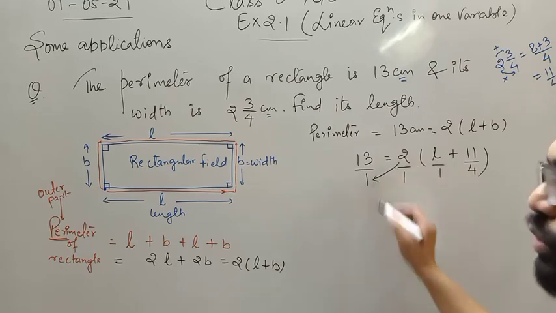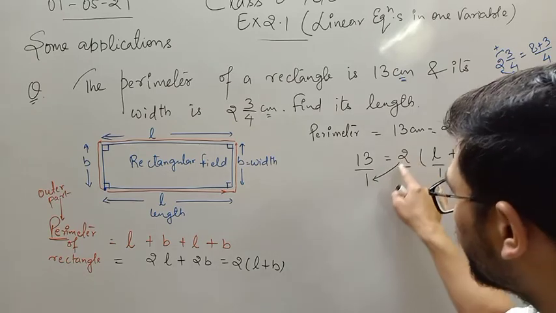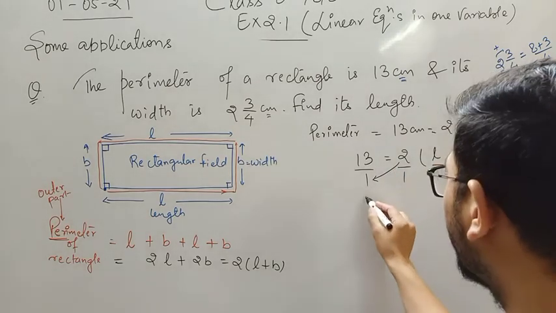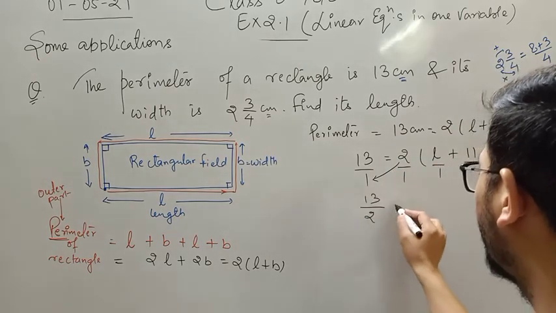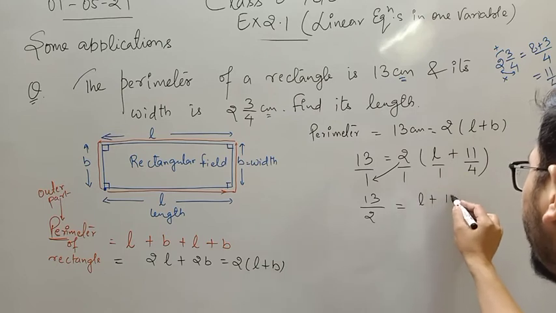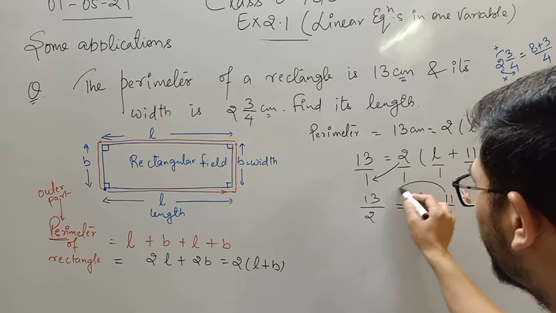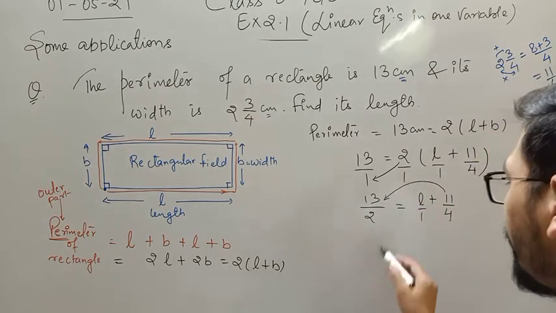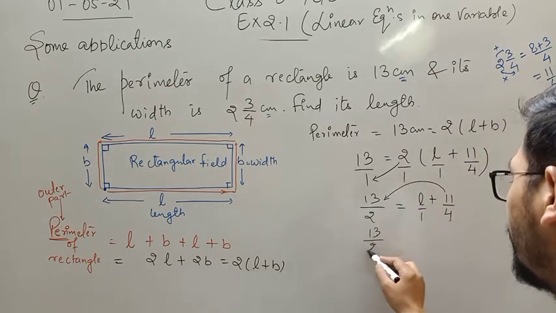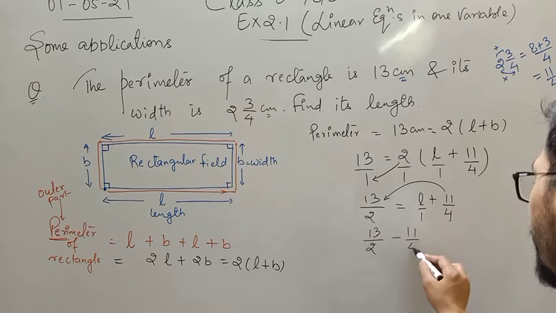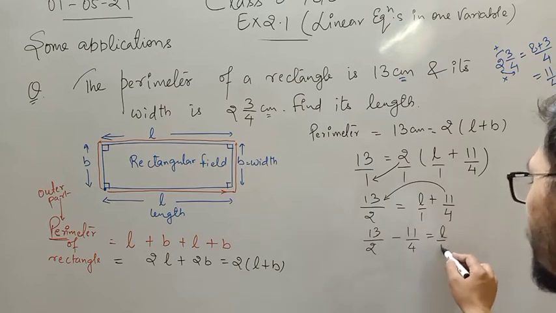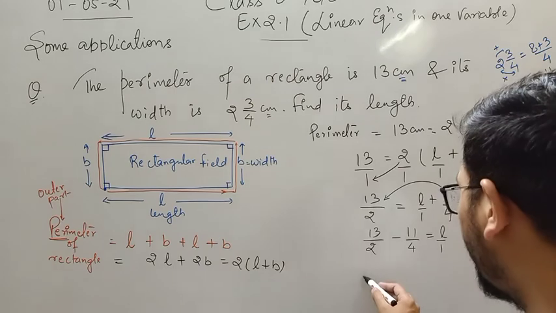Now can I take this 2? I just cross multiply this 2 with 13. So 13 divided by 2 is equal to L plus 11 by 4. Now I am just transposing this value to the LHS. So 13 divided by 2 minus 11 by 4 is equal to L. L is the length of the rectangular field or rectangle.